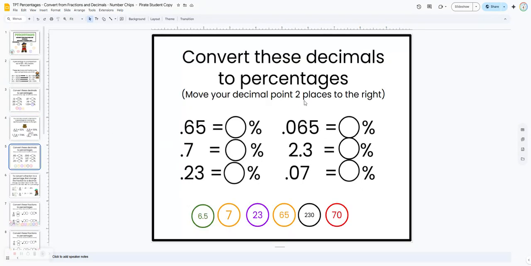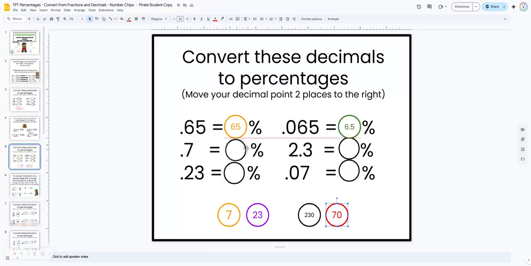On the next slide, students are going to be a little careful on this one. They're just moving their decimal point 2 places to the right. So here they get 65%. And this one, if they move 2 places to the right, they get 6.5%. This one is not 7%, it's 70% because I have to add a 0. And this one would be 7%, and so on.